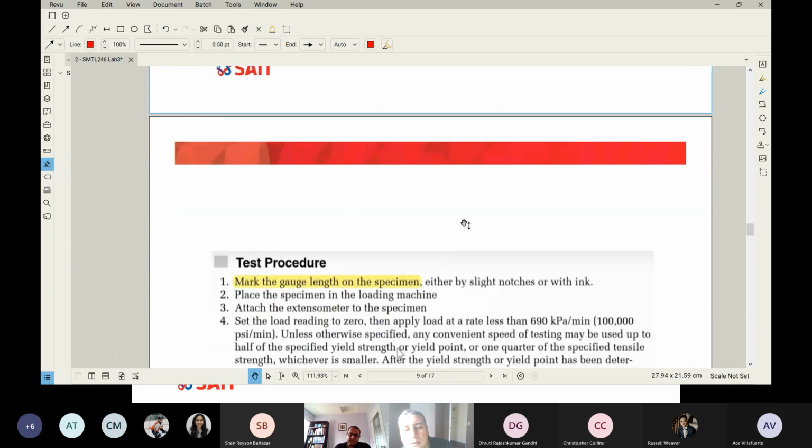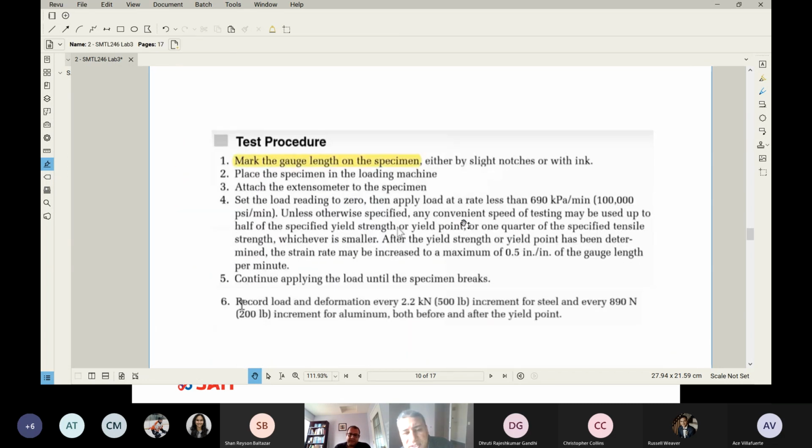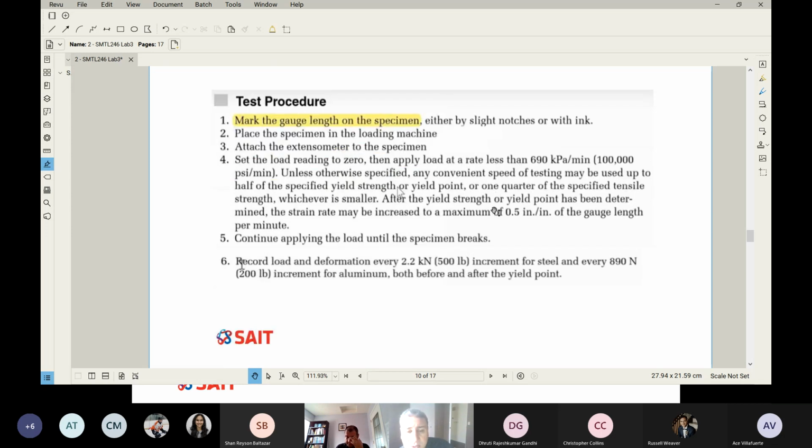Now, there are some test details. So as I said, this test is done according to ASTM E8, and so everything is precisely defined. For example, what is the load rate? Am I loading my specimen in 1 hour or 2 hours or 3 hours? So there is a specific load rate.